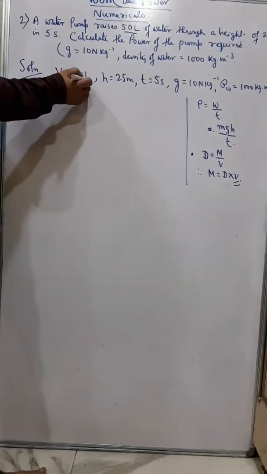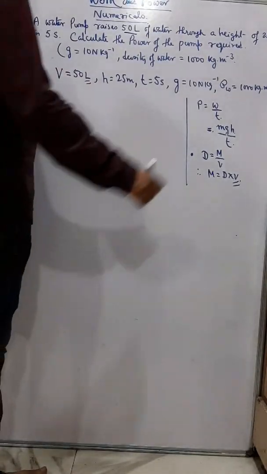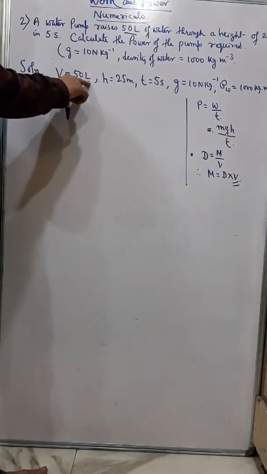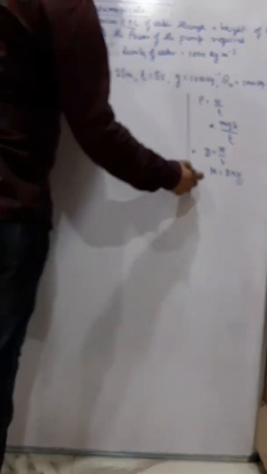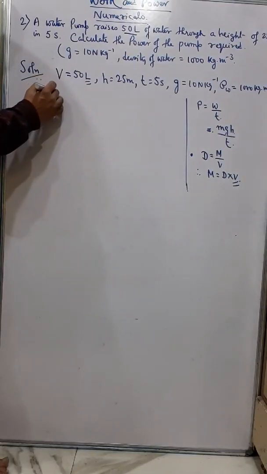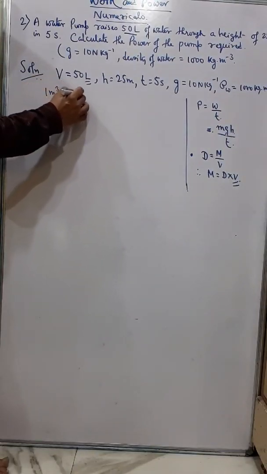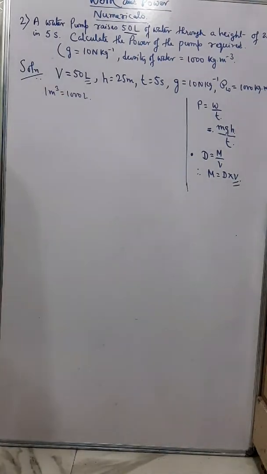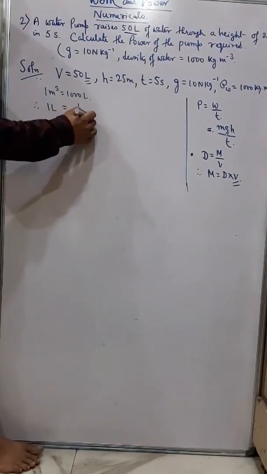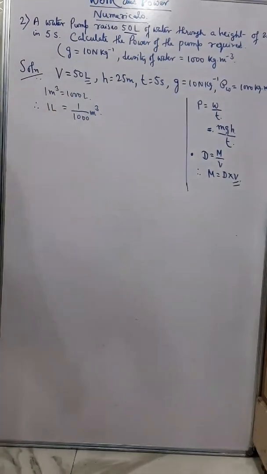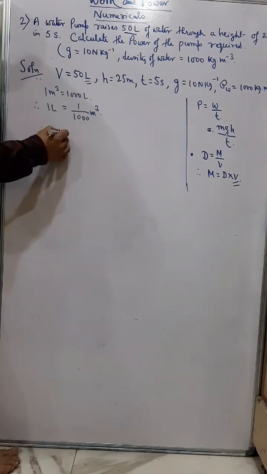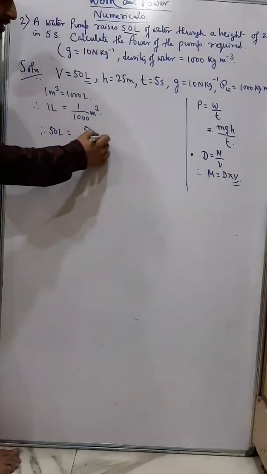Now volume is given in liters. But since our density is in kg per meter cube, my volume also should be in meter cube. So for that, what you have to remember is that 1 meter cube means 1000 liter. So therefore you can say that 1 liter equals 1 by 1000 meter cube, right? 1 liter. So 50 liter will be how much? 50 liter will be 50 by this.